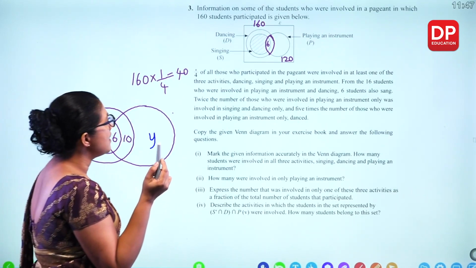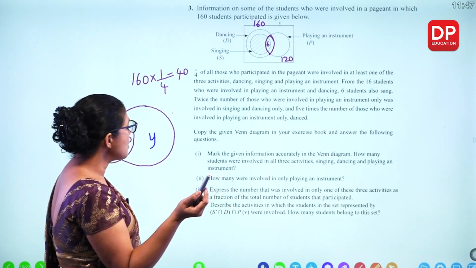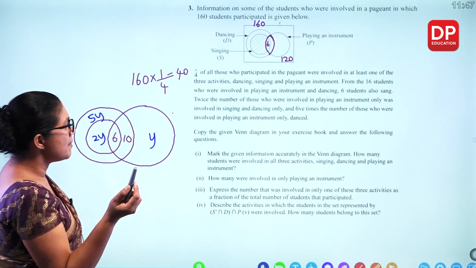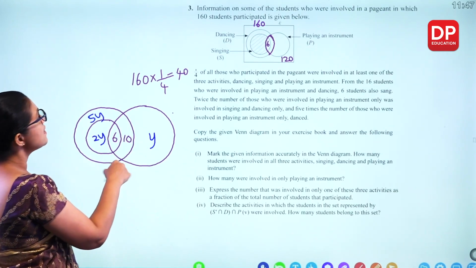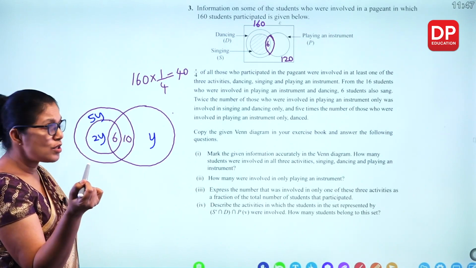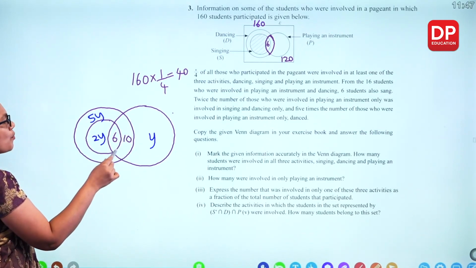And copy the given Venn diagram in your exercise book and answer the following questions. Mark the given information accurately in the Venn diagram. So this is the diagram. Now we need to find out y. How can we find out y?